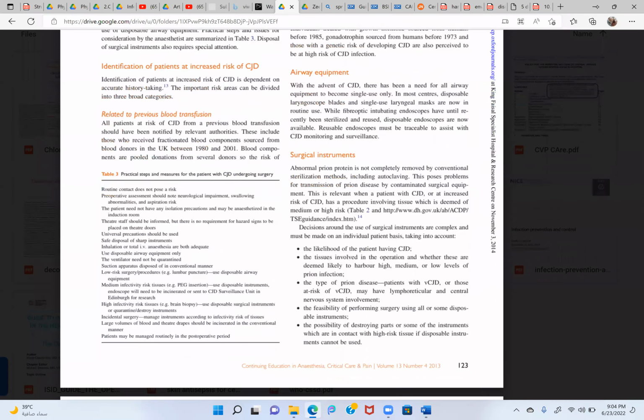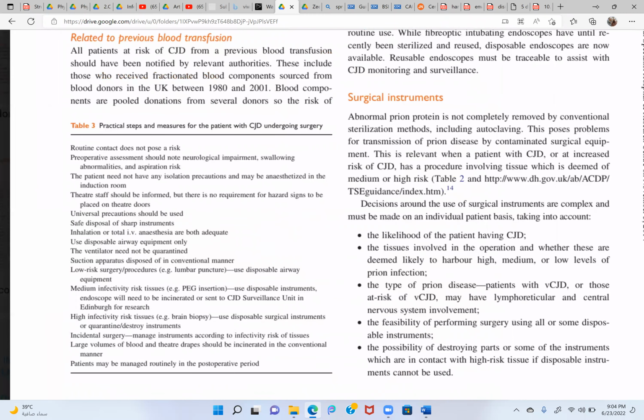I think this chart is important. Routine contact does not pose a risk. Practical steps and measures for the patient undergoing surgery. Preoperative assessment should note neurological impairment, swallowing abnormalities, and aspiration risk. The patient need not have isolation precautions and may be anesthetized in the induction room, because in UK there is a concept of induction room. Theatre staff should be informed, but there is no requirement for a hazard sign.